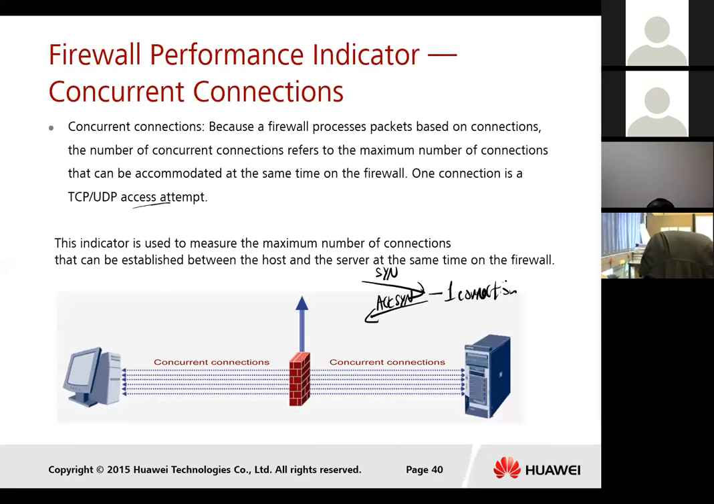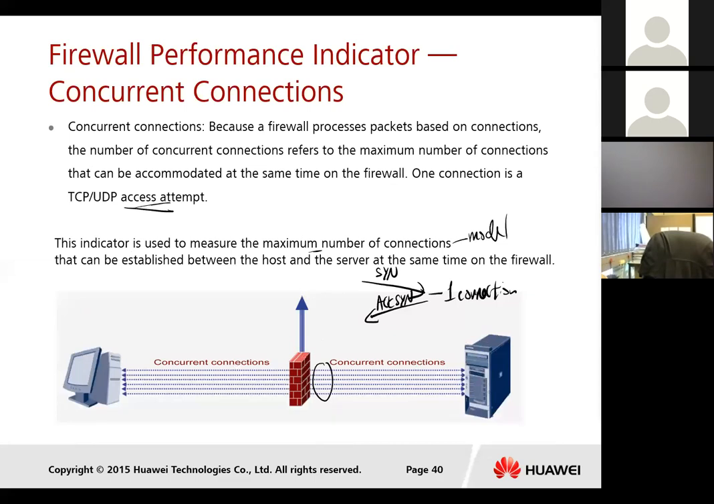That's why a lot of hackers use this way, sending TCP SYN just to make connection attempts. Every time you attempt, you occupy one single connection. So once they occupy your maximum, you cannot have any new connection being formed. That's how the attacker attacks based on access attempts. When an attempt is made, it is considered a single connection already. So this in total is the maximum concurrent connections between the host and the server at the same time on the firewall. This is also based on the model. Different models have different maximum numbers of connections that can be supported.